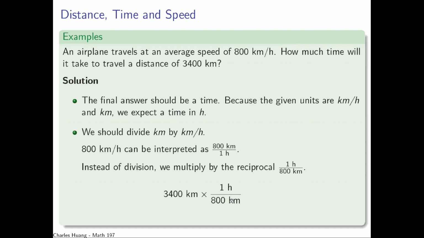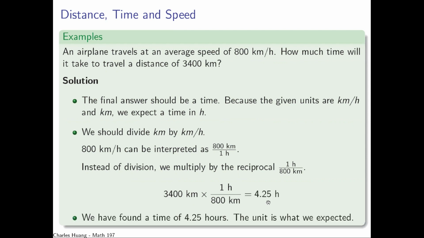So as I multiply them like that, you'll notice that I have kilometers in the numerator, kilometers in the denominator. I can cross them out. I can remove them. So by taking 3,400 divided by 800, we get 4.25 hours. And we get hours because we have hours left at the top. So this is a way to look at the units to help us put the equation together.